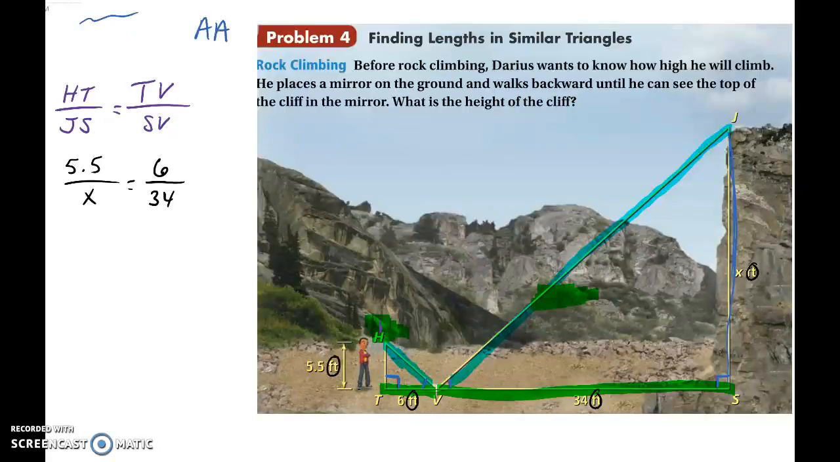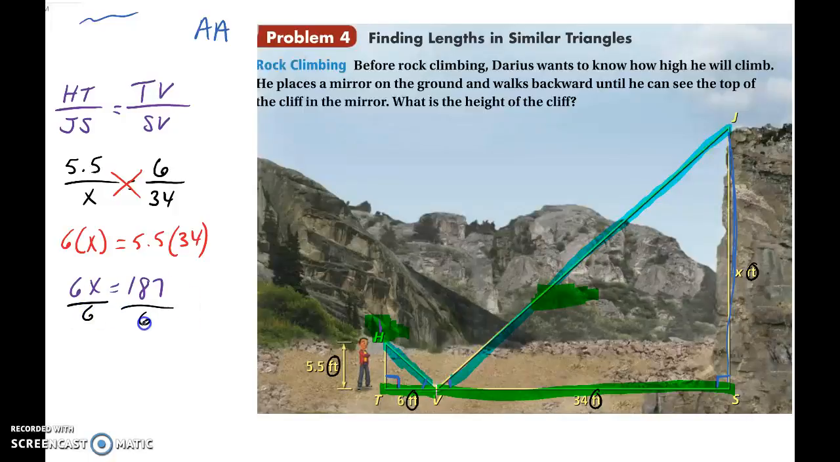All right, now from here, we will cross multiply. So we will get 6 times X is equal to 5.5 times 34. So then we get 6X is equal to 187. We will divide each side by 6, and we get X is equal to 31.16 repeating feet.